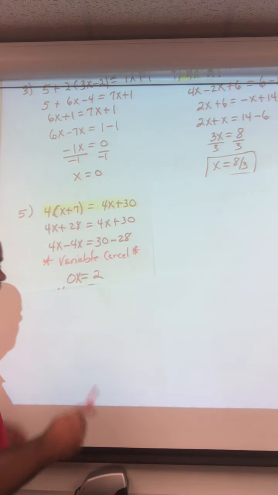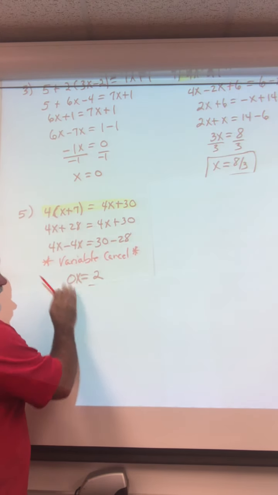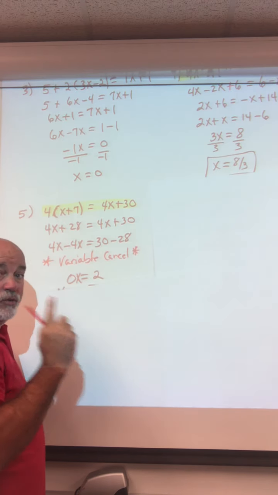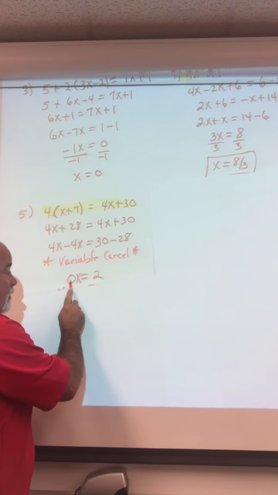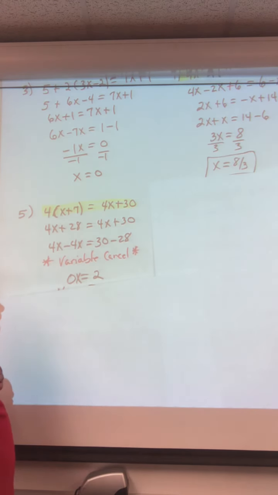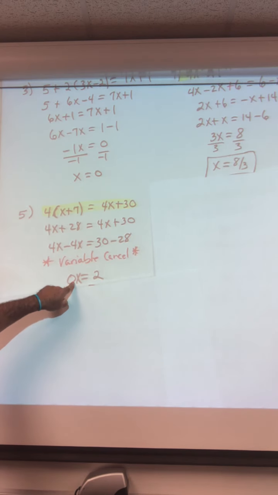Let me say this first. 4x minus 4x is not x. If you write just x, that's understood as 1x. So you have to put the 0 here. So this is 0x equals 2. All right, remember our stipulation? The number in front of x cannot be 0.